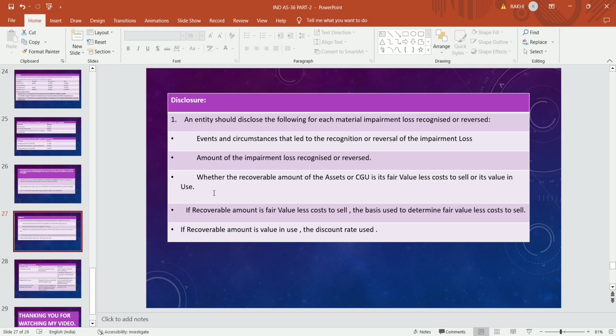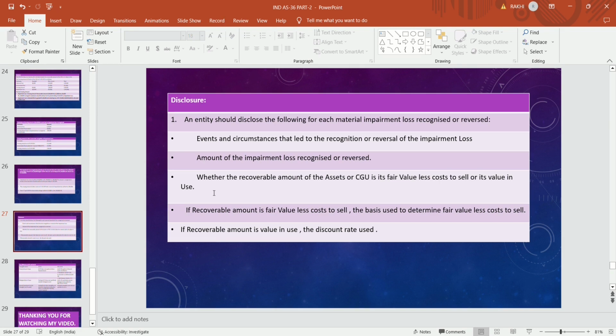Amount of impairment loss recognized: how much impairment loss is recognized, or how much is reversed. The amount is to be properly disclosed. And the circumstances, what was the event for recognition and reversal, is also to be disclosed.